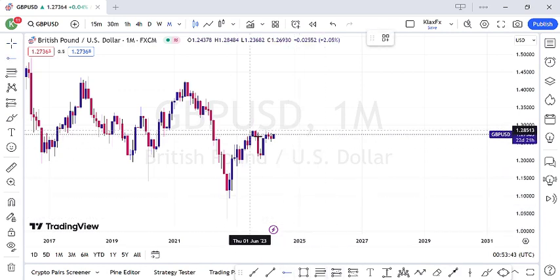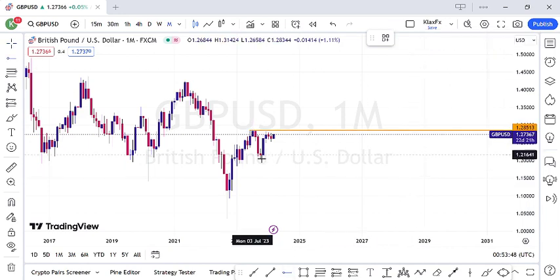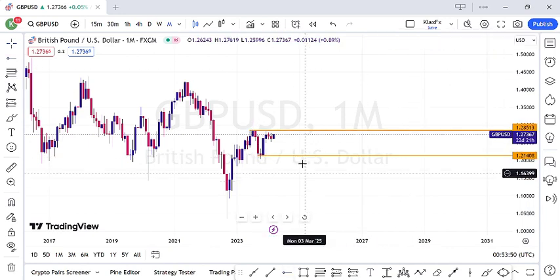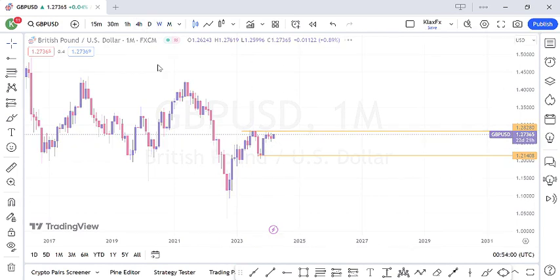So this is my first monthly SNR, and this is what I can see on the monthly time frame. So let me go back. Let me make sure these things are correct. Let me go down to the weekly.